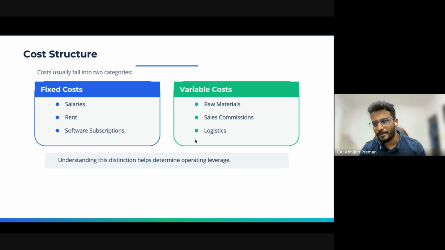So salaries, rent, software subscriptions, these are fixed cost. Again, salaries can be variable. Maybe if you are in a manpower intensive business, to generate more revenue, you may be required to hire more people. But again, in a general sense, salaries is considered as a fixed cost.